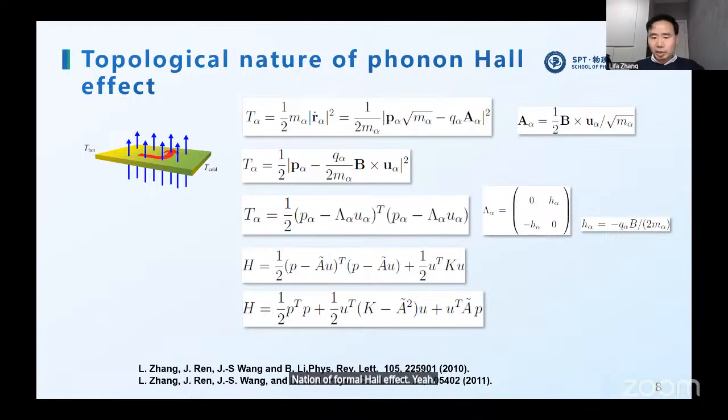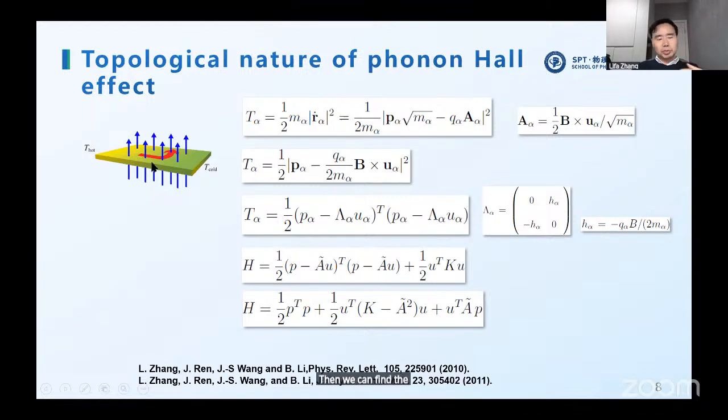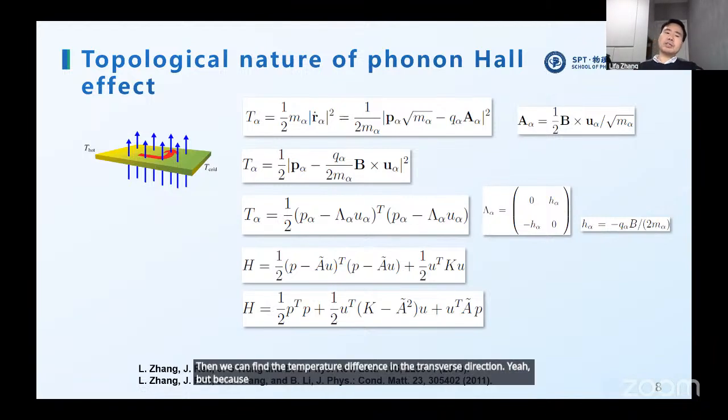The phonon Hall effect was found 20 years ago in paramagnetic systems. If we apply a temperature difference in the longitudinal direction, then apply a magnetic field perpendicular to this plane, we can find a temperature difference in the transverse direction. But because the phonon cannot couple to a magnetic field, how can this effect happen?